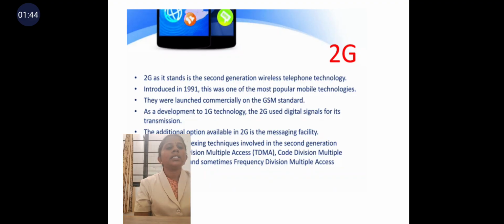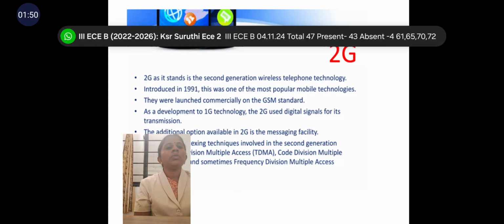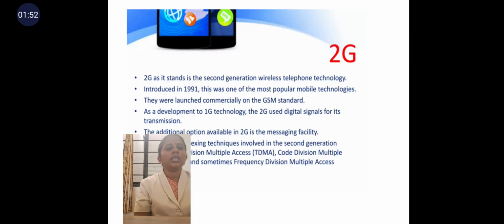The second generation is used for wireless telephone technologies and was developed in 1991, and it is one of the most popular mobile technologies. The standard involved in second generation is GSM, Global System for Mobile Communications. From 1G to 2G, we are using digital signals instead of analog signals. The technology followed in second generation is TDMA and CDMA. Sometimes we are using FDMA also.